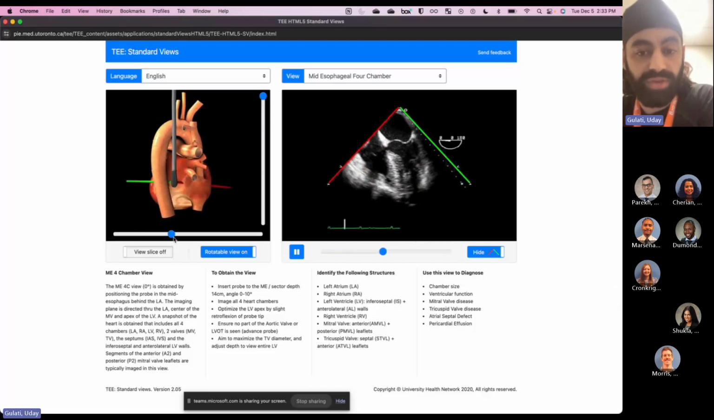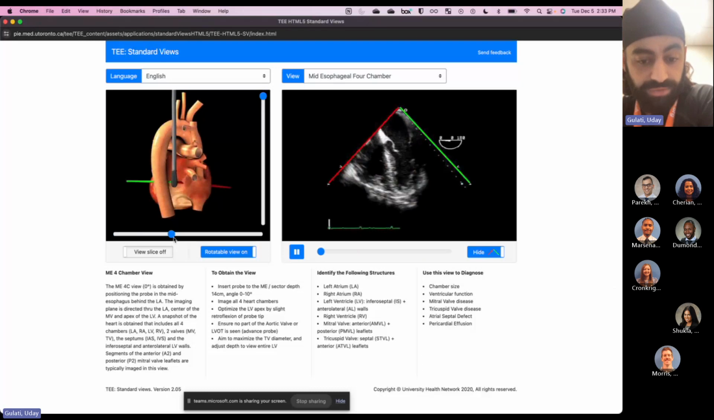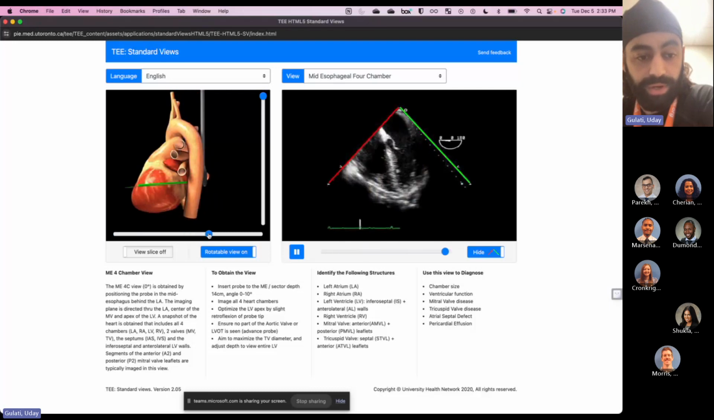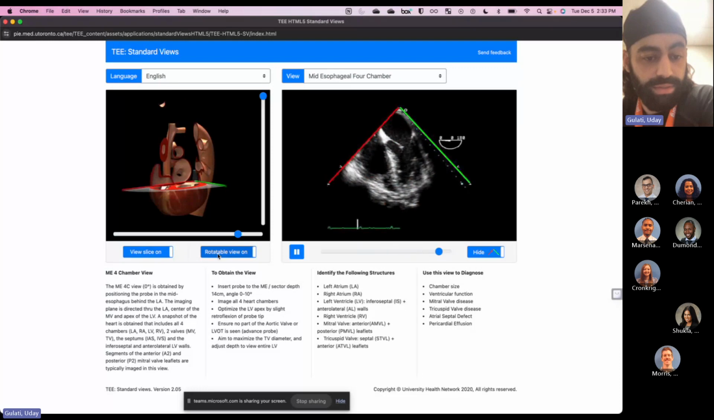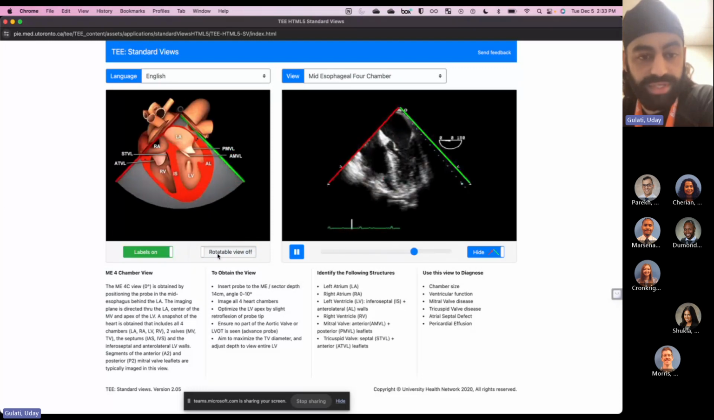You want to be able to see your left atrium, left ventricle, and right ventricle, as well as clearly see both the bicuspid and the tricuspid valve. And then use it to assess things like chamber size, ventricular function, issues with the mitral or tricuspid valve, a possible atrial septal defect, and a pretty good way to look at pericardial effusions as well. Maybe not the best. Should be pretty easy to identify.